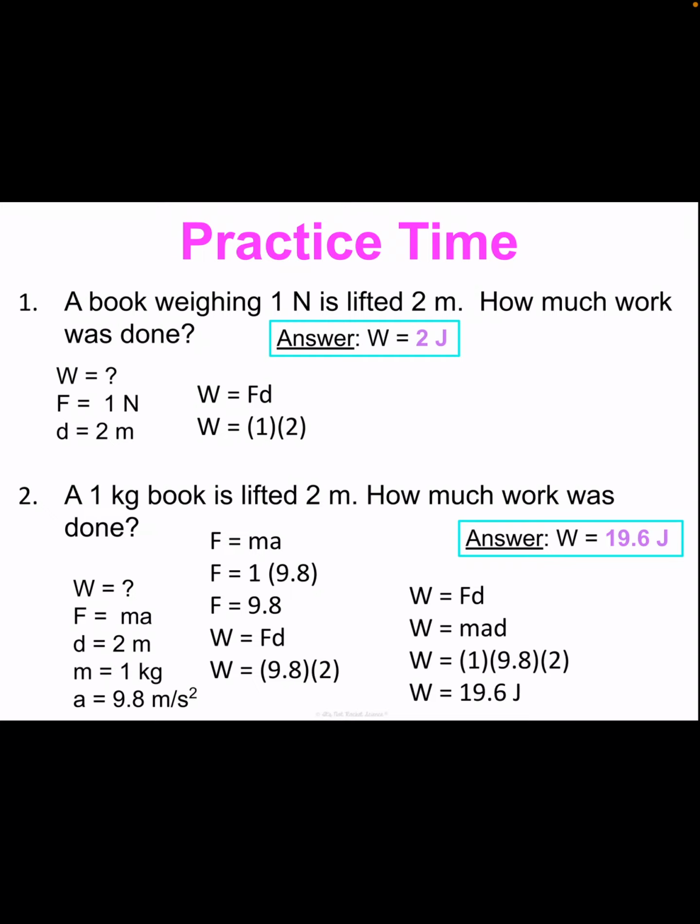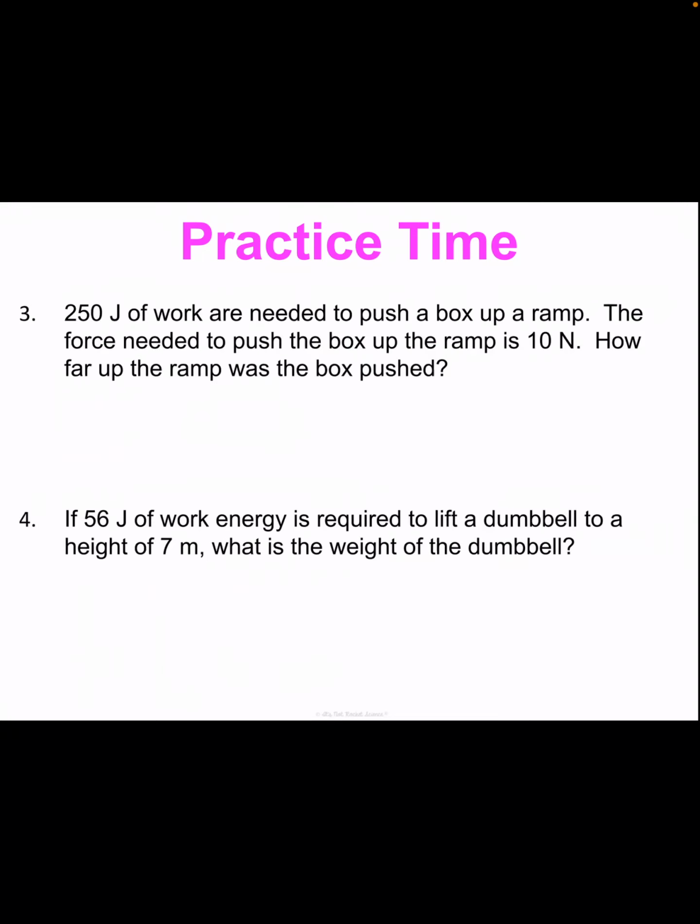Okay, let's take a look at 3 and 4. So 3 says 250 joules of work are needed to push a box up a ramp. The force needed to push the box up the ramp is 10 newtons. How far up the ramp was the box pushed? So this one is different. It tells me I have 250 joules of work and I have a force, 10 newtons. How far up the ramp was the box pushed?